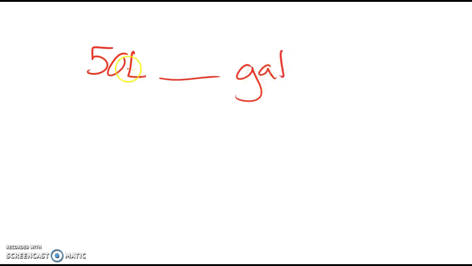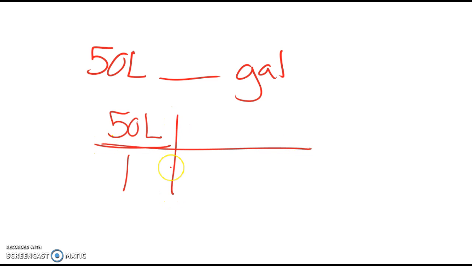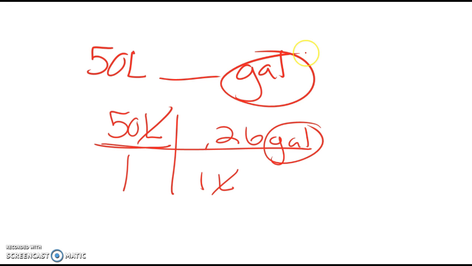Okay? So our first step is to always write what we have over 1. So I have 50 liters over 1. And then I'm trying to get it to gallons. So in my book, I need to figure out the conversion rate to get from liters to gallons. I know that 1 liter is 0.26 gallons. So I'm going to cross out my liters because my goal is to end up with gallons, which I have. So now I can just multiply across. 50 times 0.26 is 13. So I know that I have 13 gallons.